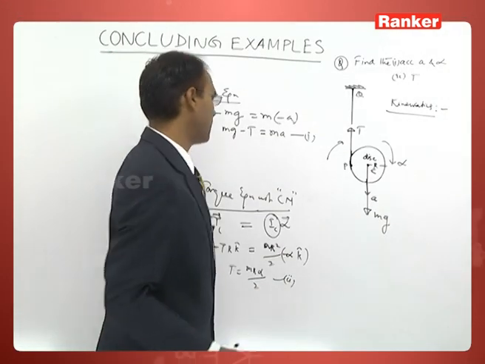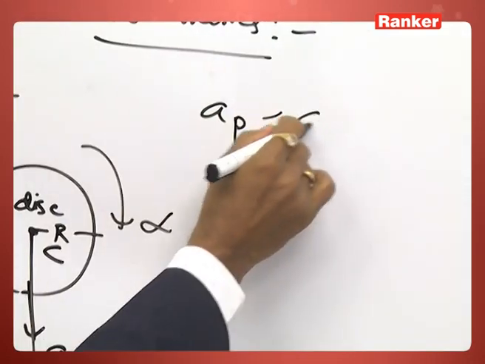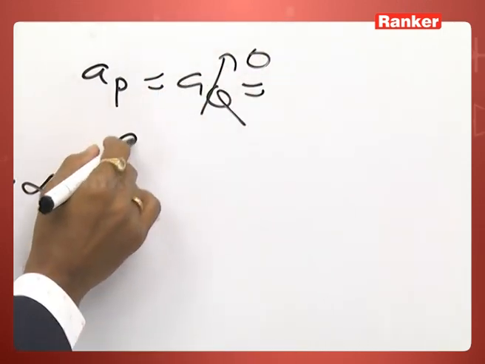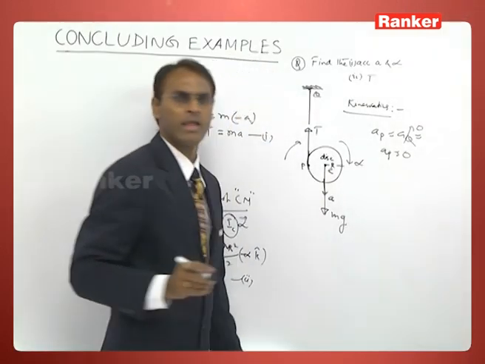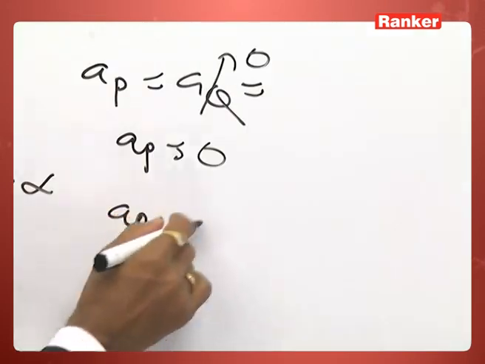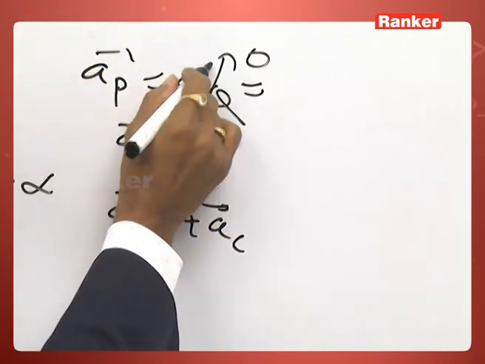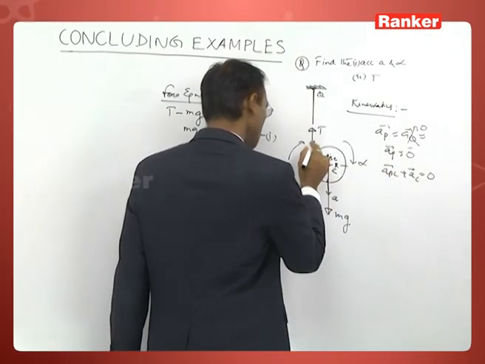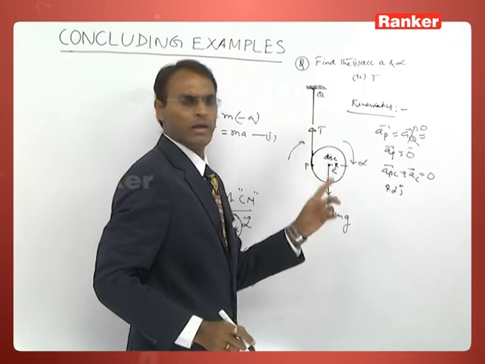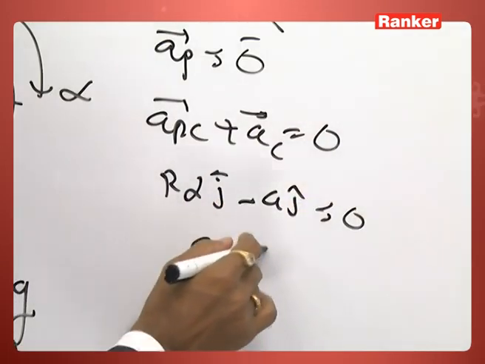And third equation is kinematical equation, which states that AP is equal to AQ. Since this point is fixed, AQ will be equal to 0. So AP will be equal to 0. AP is equal to APC plus AC. That is APC plus AC. APC will be equal to R alpha up, and AC you have taken down. So A will be equal to R alpha.